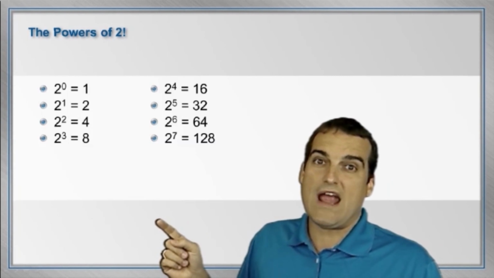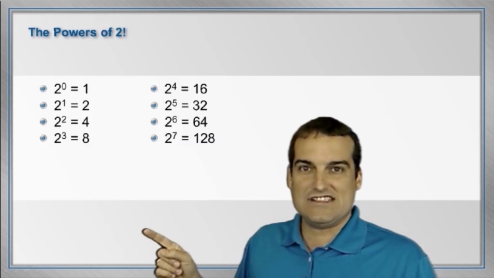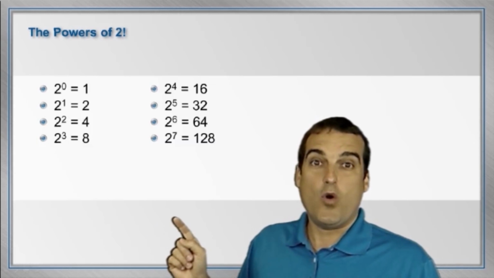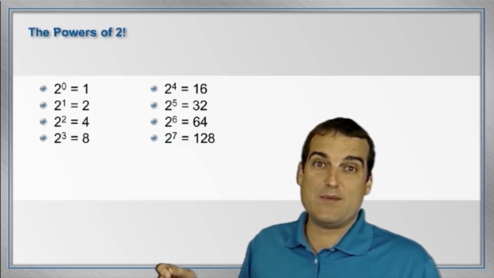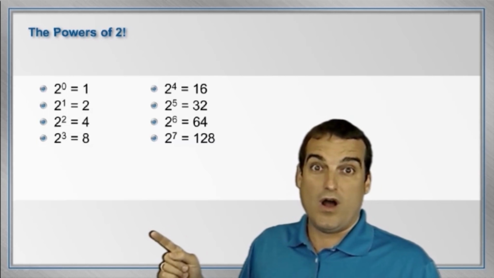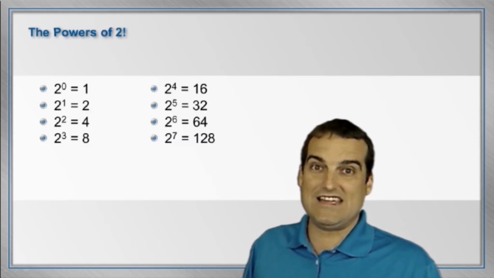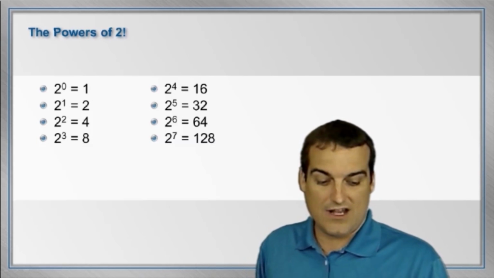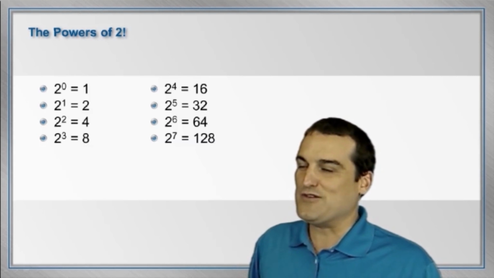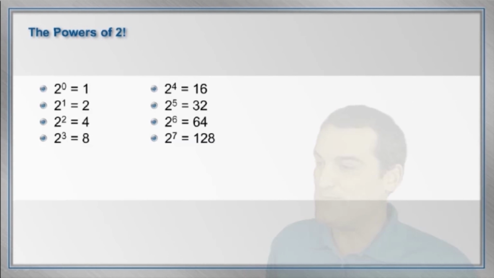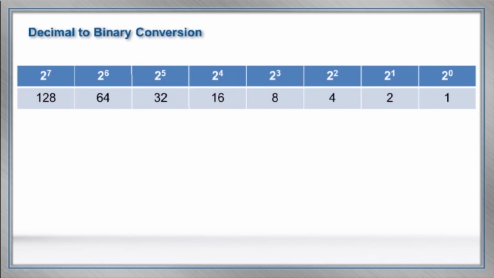I want you to notice here, the only one we really have to memorize, and you probably memorized this already, is that anything to the 0 power equals 1. That's right, anything to the 0 power equals 1. If you can remember that, and then just double it, 1 to 2 to 4 to 8 to 16, then you've got this powers of 2 thing mastered. So this is the first bit of information that we need to commit to memory, and as you can see, it's really not that bad at all.